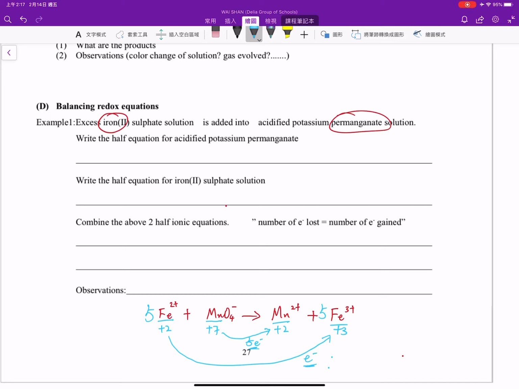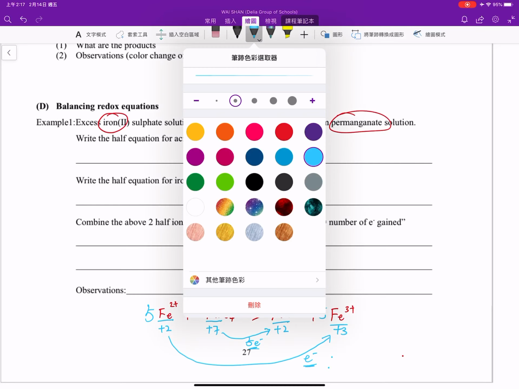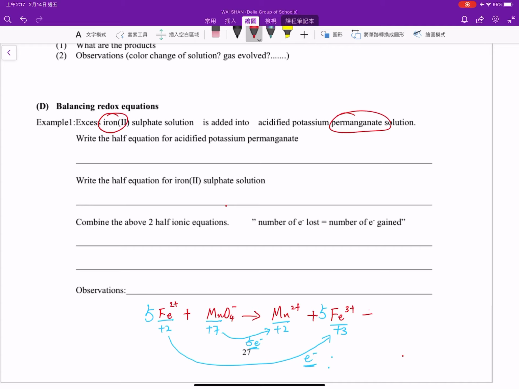Okay, so for the next step, now I would add the water to balance the number of oxygen, and add hydrogen ion to balance the number of hydrogen. And at last, I will check the charge. The charge here is +8 +10 -1, which is +17. And again, check the charge here. +2 +15, it's +17. So now it's done, it's correct.